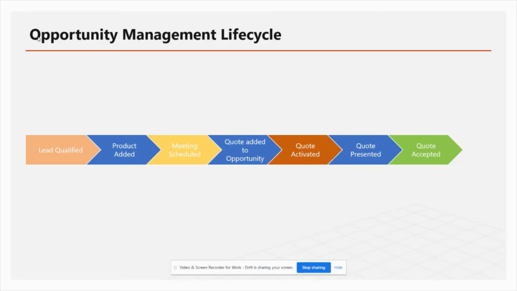So this is like the opportunity life cycle. We have learned lead qualified, right? Everything like the meeting is scheduled, we add the products, and we need to present the quote to the particular customer. We need to activate the quote, present the quote, and after the quote acceptance, we need to dispatch the order. So in the next video, we'll talk about practically how we can add the quote into the opportunity.